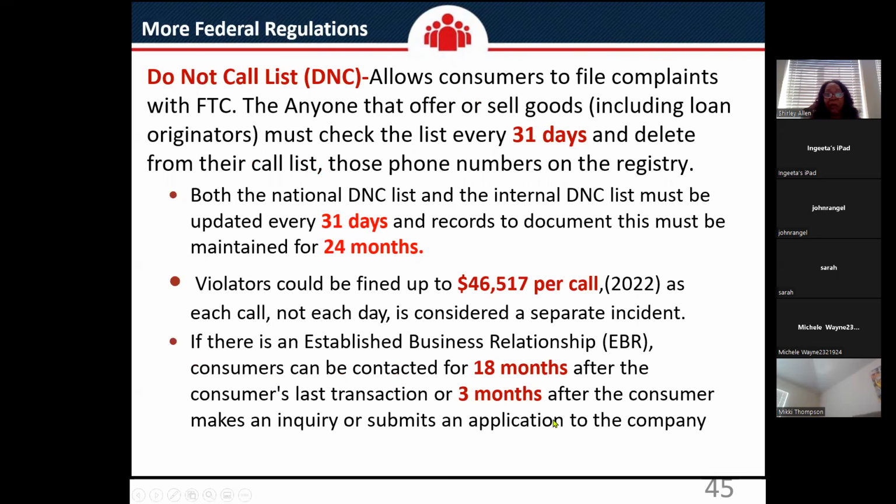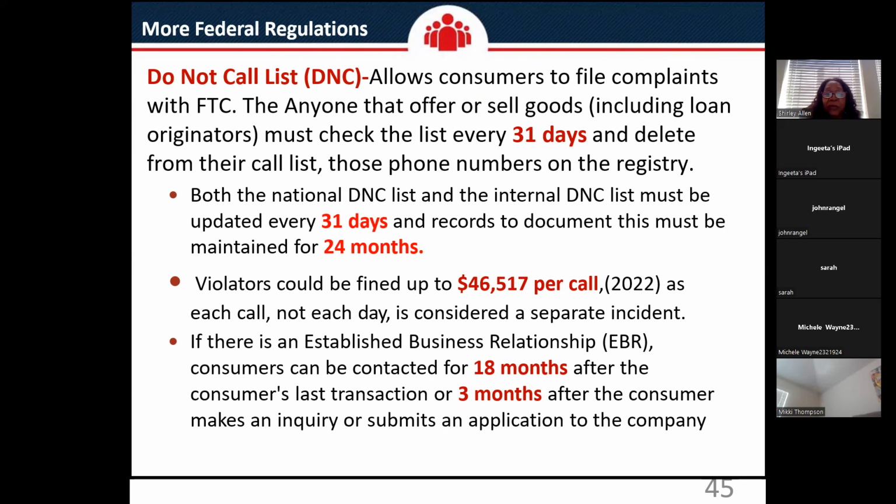The do not call list, which changes every time you turn your head. I just recently updated this, so it has the most recent one in there. The do not call list allows consumers to file complaints with the FTC, Federal Trade Commission. Anyone that offers or sells goods, including loan originators, you must check this list every day and delete the people from the call list. Those phone numbers on the registry.